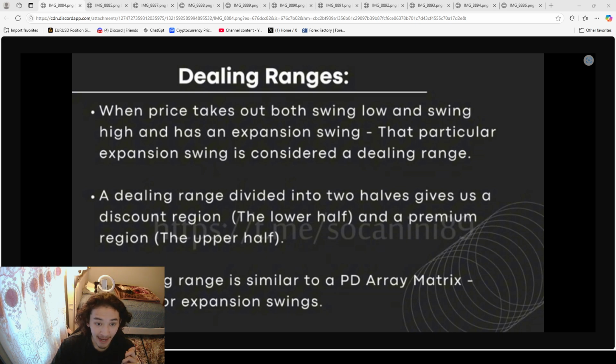When price takes out both swing high and swing low, right? When the market takes both swing highs and swing lows, and has an expansion on the swing, that particular expansion swing is considered a dealing range. So it doesn't have to be just a swing high or swing low. It could be both, right? It could be high and low.